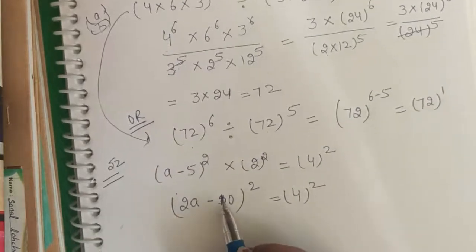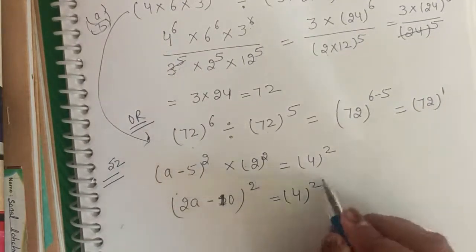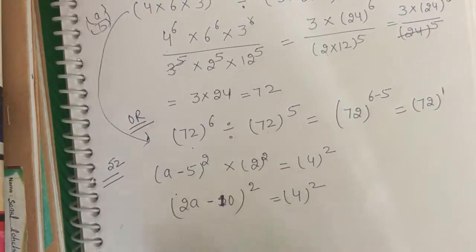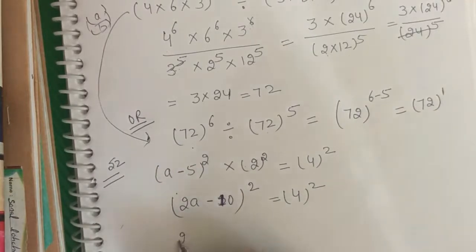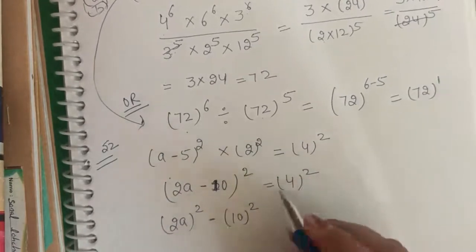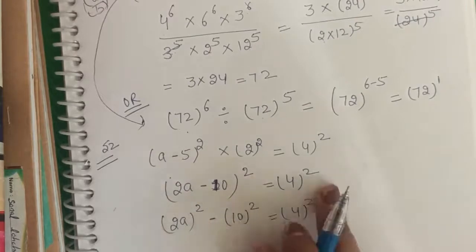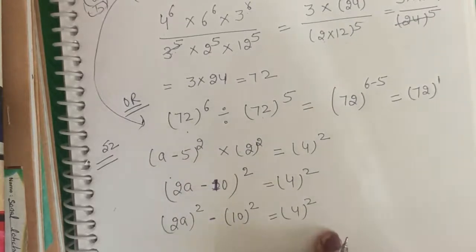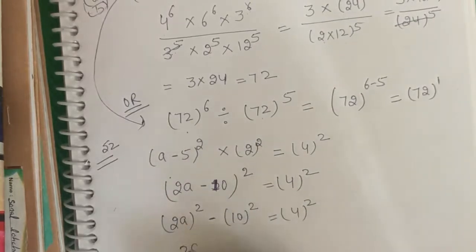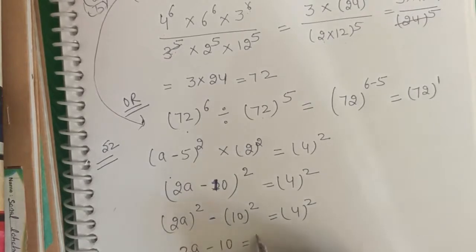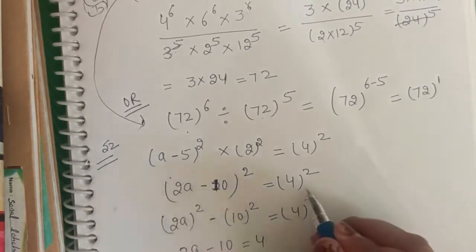Now either you will open it and solve it, like we can write it 2a minus 10 to the power 2 equals 4 to the power 2. Or you will forget the powers, this 10 will go this side, 2a minus 10 equals 4. See, from here your steps will change.